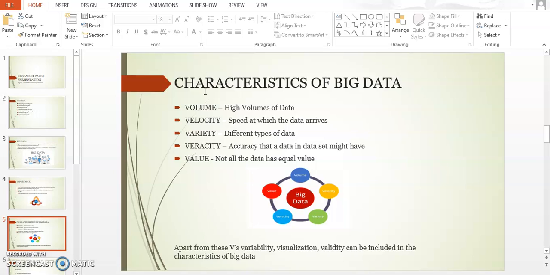Say there's a data set which is properly accurate, and there's some other data set which might not have a few fields. So there's a difference in accuracy of the data, and that's called veracity. Value. Each and every data might have different values. A data might have a very good value, another data does not have any value, or we can't derive any insights using it. So these are all 5 important characteristics of big data. Apart from these 5 V's, we also have variability, visualization, virtue, validity as characteristics of big data. But all these 5 V's are very much important.